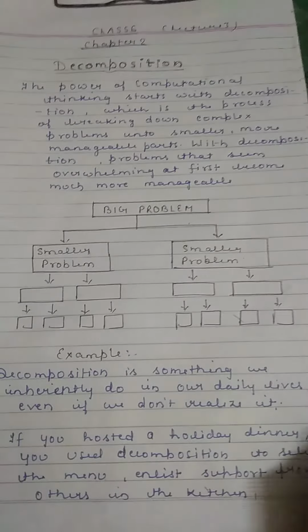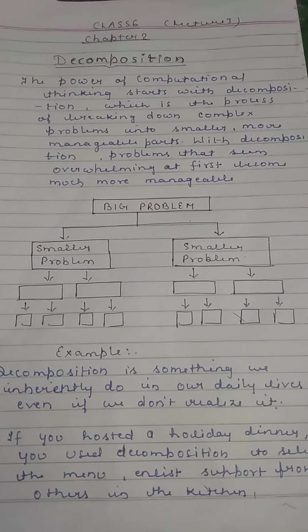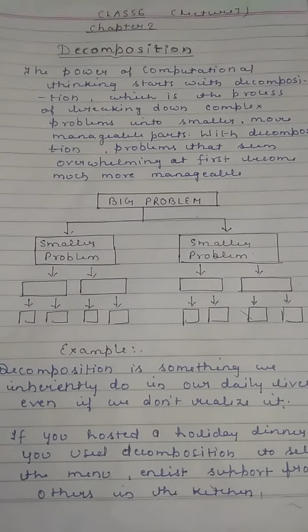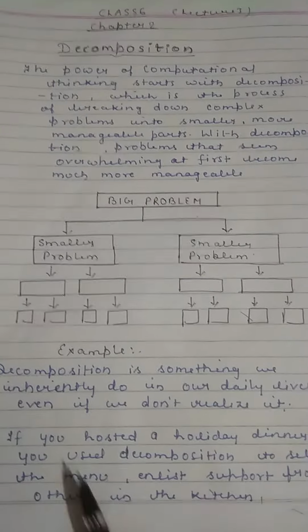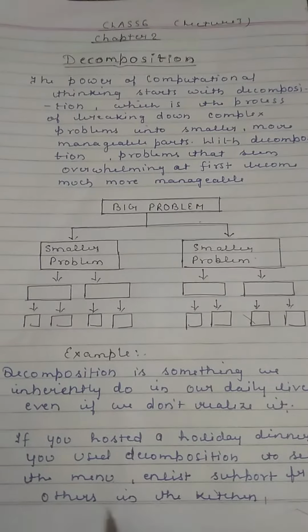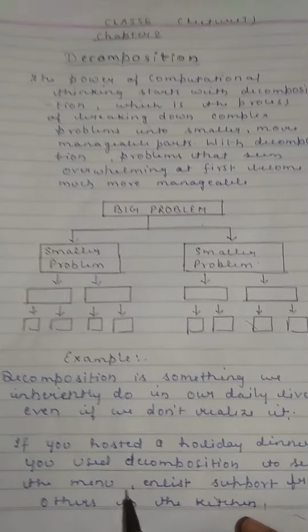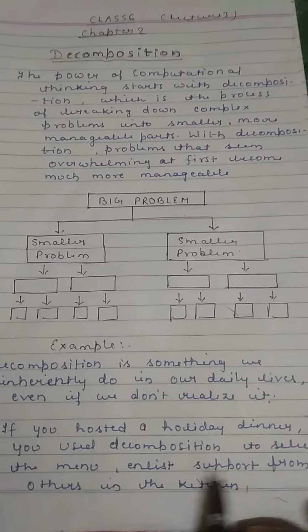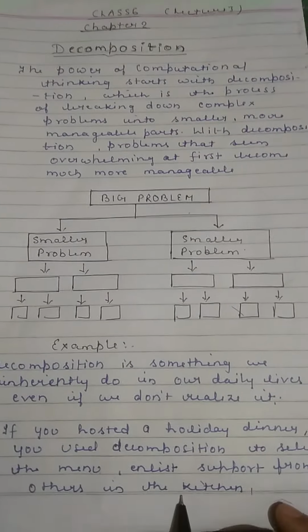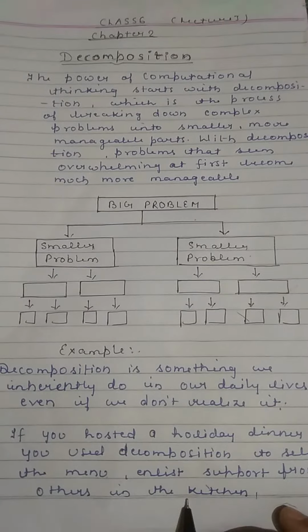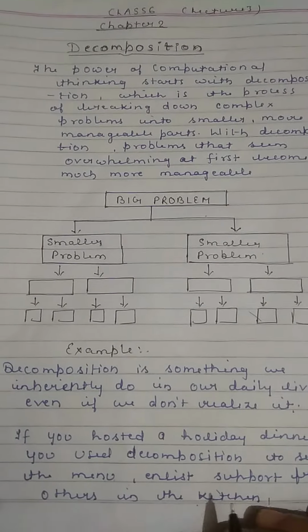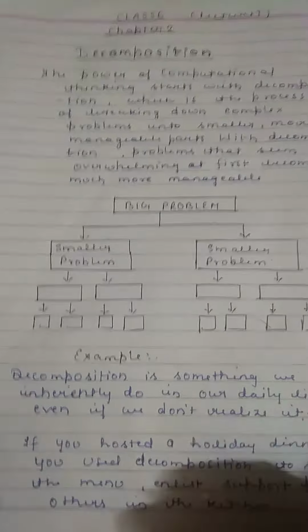Means the overall holiday dinner can be divided into smaller units like this. The first part of the decomposition: what will be the menu? Second, enlist support from others in the kitchen, means who will support in cooking the food. We can select it.